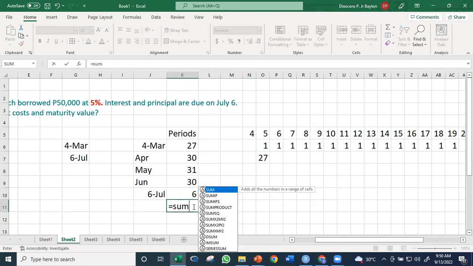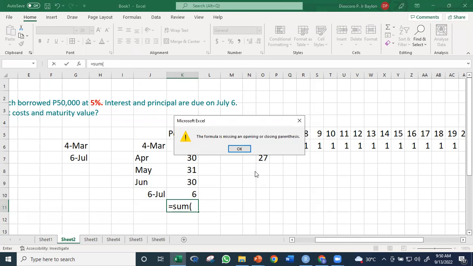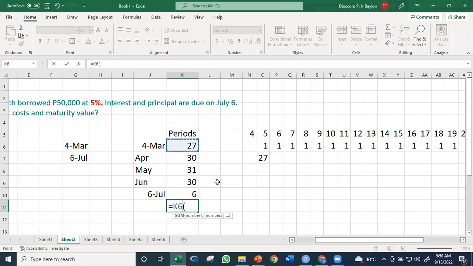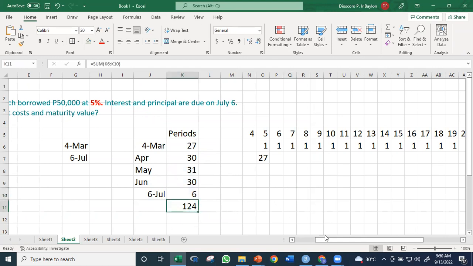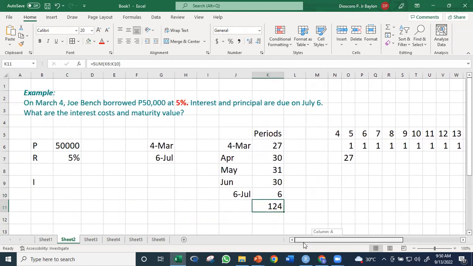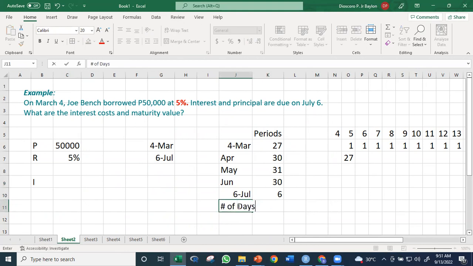So if we add this sum, okay, 124 exact periods between March 4 and July 6. All right? So our interest will be based on 124. So this is the number of days. Number of days is 124.